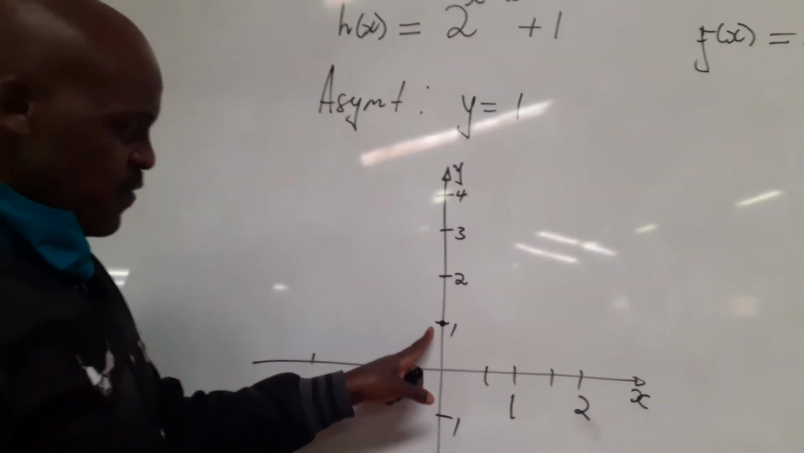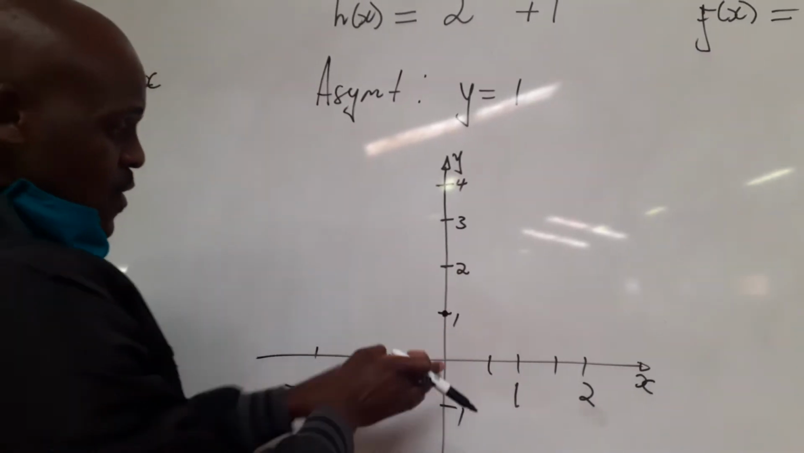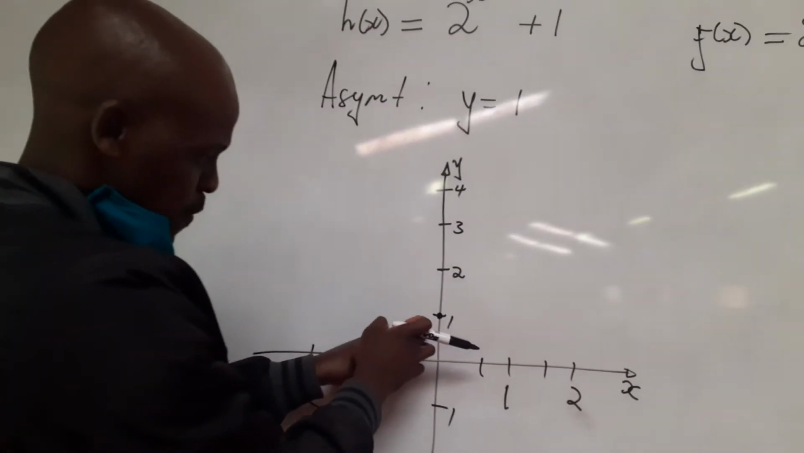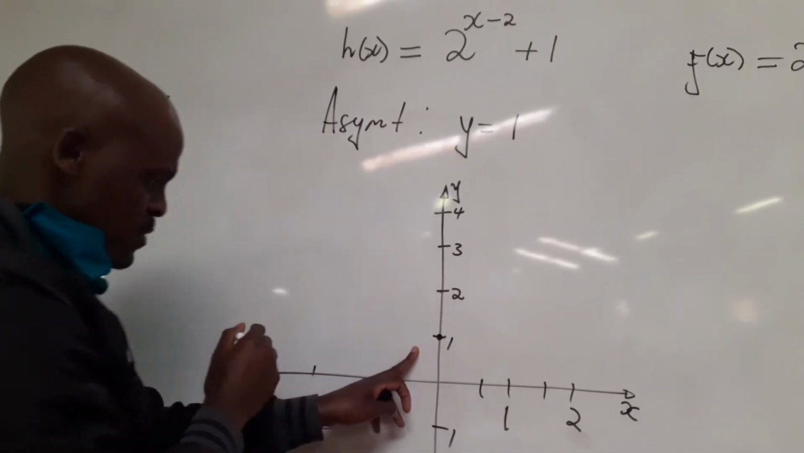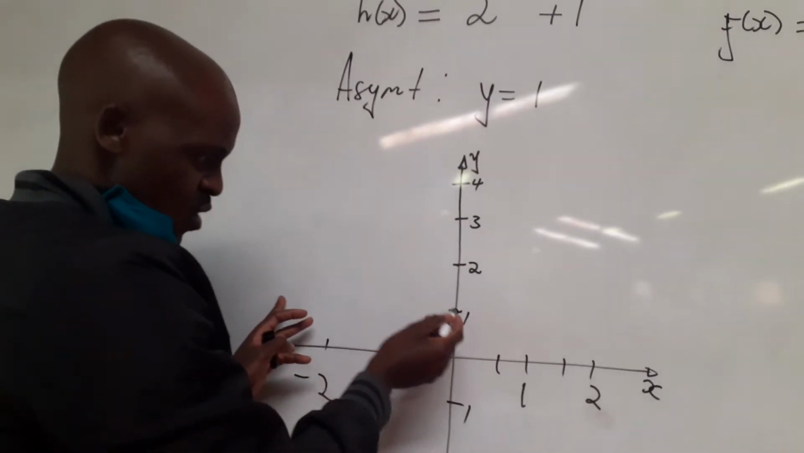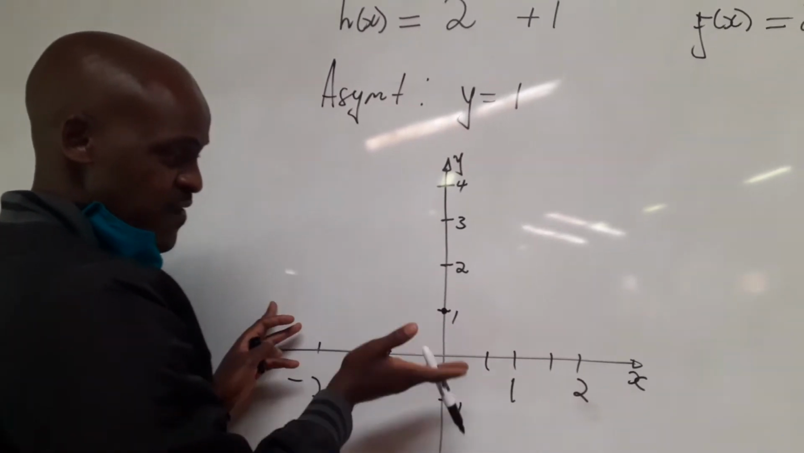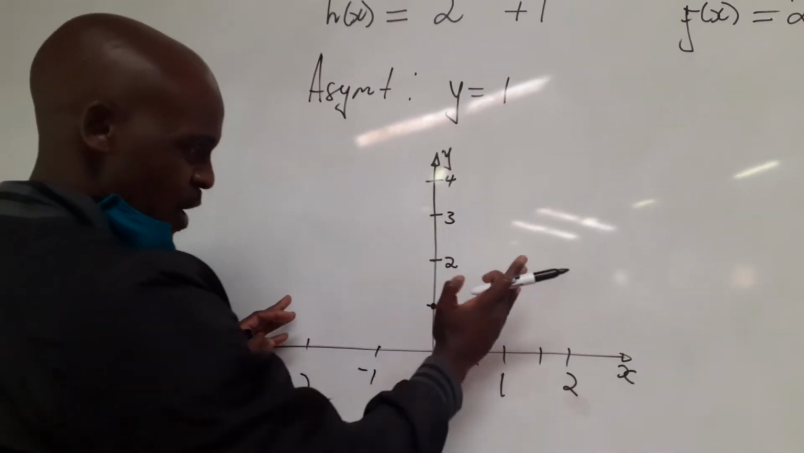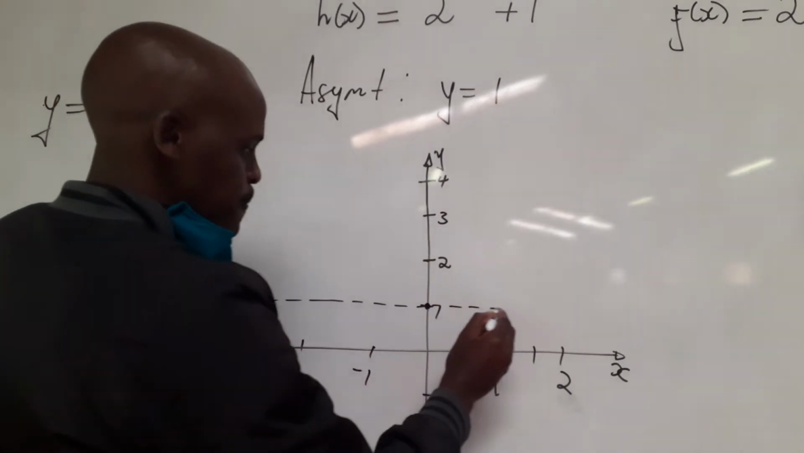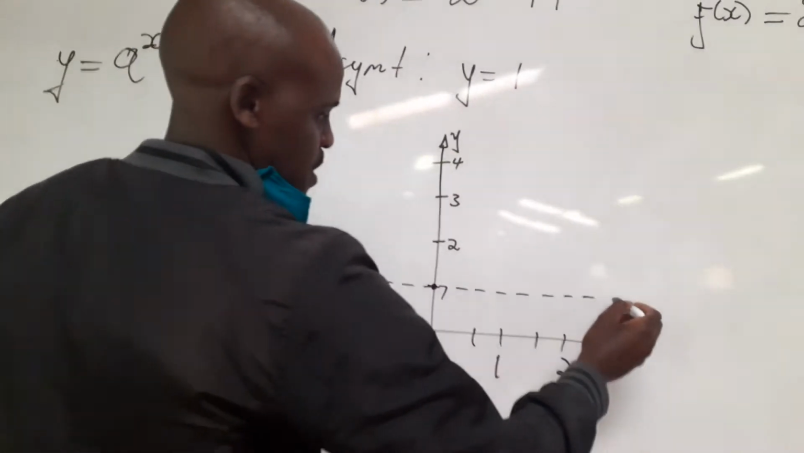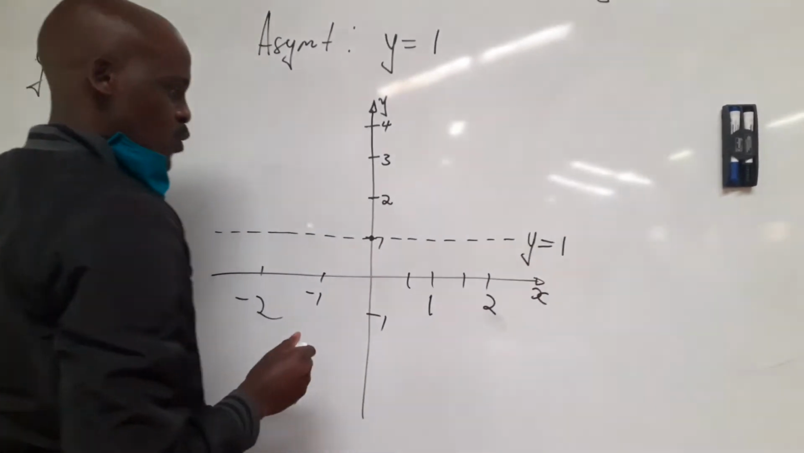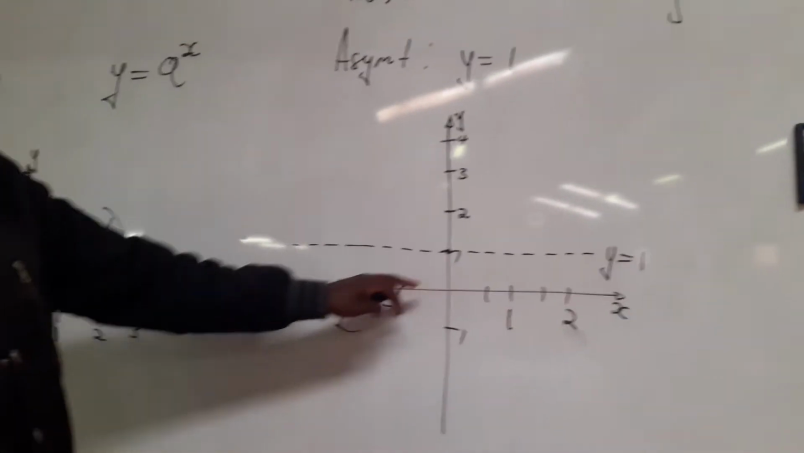That means this graph will move from 1 to that point. So once it moves from 1 to that point, this means that our x-axis is shifting to 1. When you shift the graph, you either shift along the y-axis or the x-axis. Now our asymptote will be there. This is our asymptote, which is equal to 1. So now our graph is there.